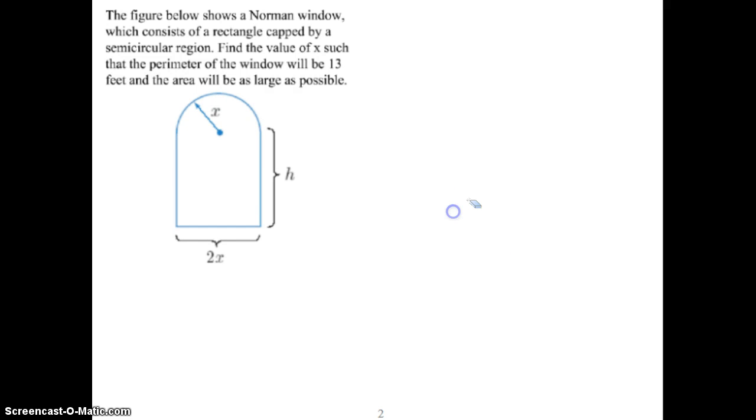Hi Daniela. So to solve this problem, first thing we want to do is write our equations here. So we've got, first let's do our constraint equation, which is going to be the perimeter of this.